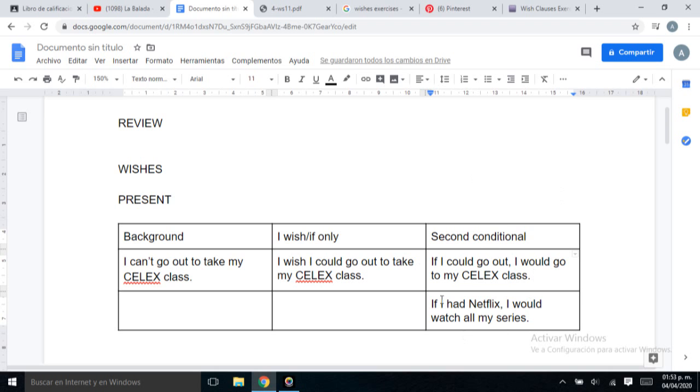Then we have here a second example, but in this case you have the second conditional. What we have to do is to use this sentence using I wish or if only, and then we can have the background. So let's try to do it. First of all, let's get a sentence. If I had Netflix, I would watch all my series. So let's understand the meaning, let's understand the context, and let's keep in mind that in spite of the fact that this is in past, my context, my situation is in present. Remember, we are checking wishes in present. So you can use I wish or if only.